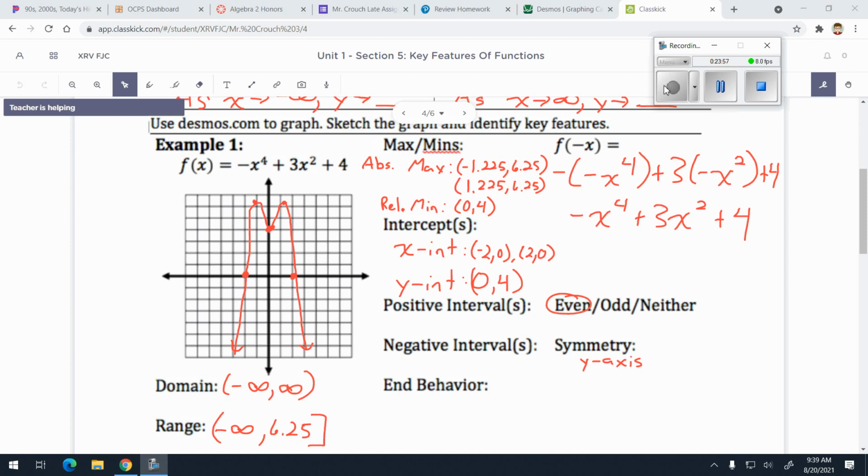All right. Positive intervals. This is where it gets a little bit confusing. Okay? I warned you ahead of time that this was not going to be easy. It's a lot of information that I'm throwing at you today. A lot. Okay? Positive intervals. Positive intervals is just telling me when is the graph above the x-axis.